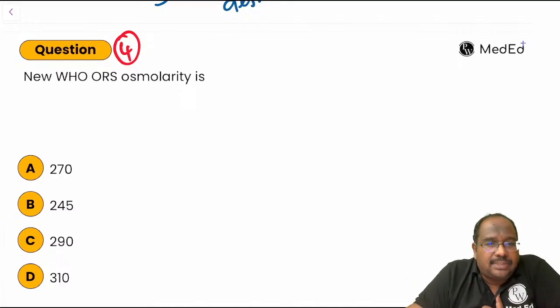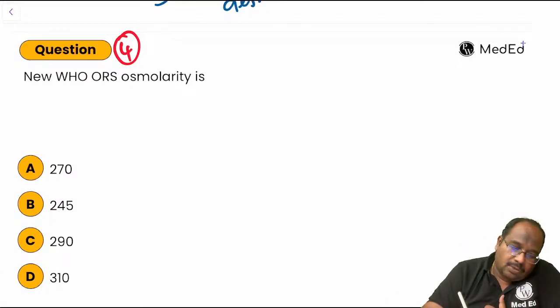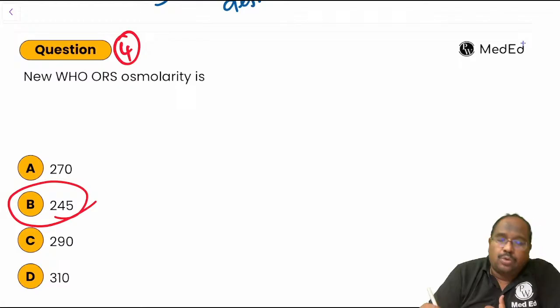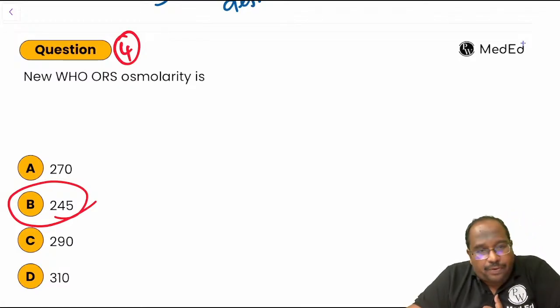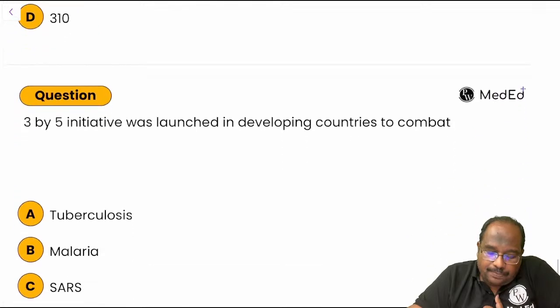We have seen this now. In older times we used to have 330, then 310, and 290 also we have seen. So what is the answer here? It is 245. The new WHO osmolarity is 245. Fine. Excellent.